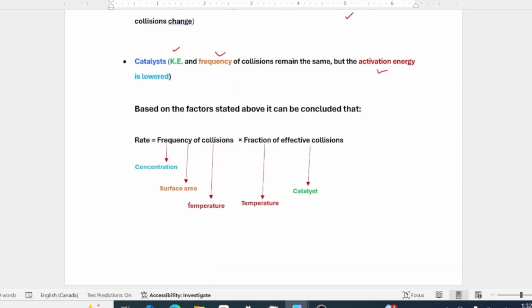Bringing all of these together, we can say that the rate of reaction is equal to frequency times fraction of effective collision. The frequency is affected by concentration, surface area, and temperature. Fraction of effective collision is related to the temperature, and it's also catalyst.